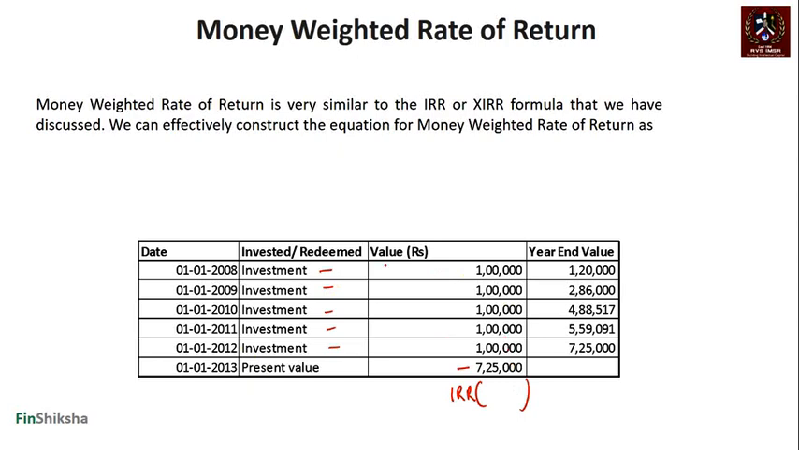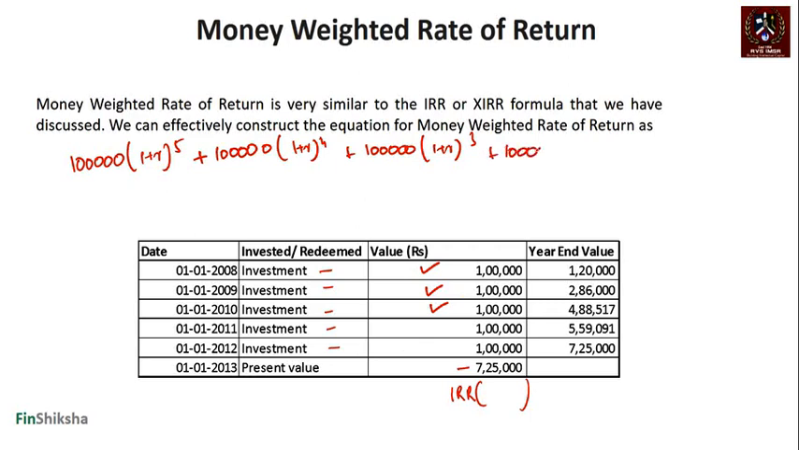In other words, what you're saying is that you're taking 1 lakh, investing it at a certain rate for 5 years. That's this first 1 lakh. Then you're taking the second 1 lakh, investing it for a period of 4 years. Then you're taking another 1 lakh, investing it for a period of 3 years. And then 1 lakh for a period of 2 years, plus 1 lakh for a period of 1 year is going to give me 7,25,000, right? And I can solve this equation basically to arrive at this number.